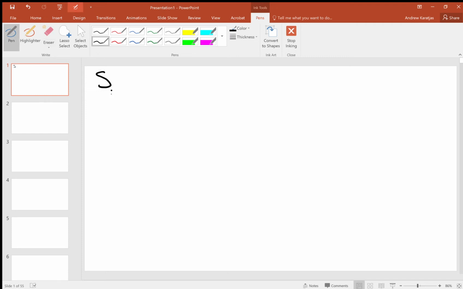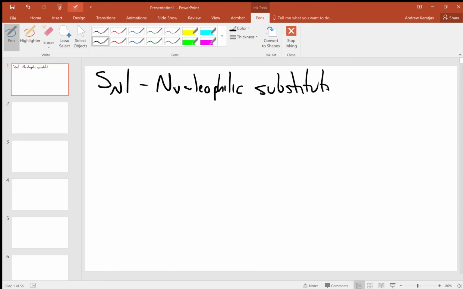Here we take a brief look at the SN1, one of our two major nucleophilic substitution reactions. This is referred to as SN1 because the rate determining step in this reaction is first order. The purpose of this reaction is the substitution of leaving groups by a nucleophile.